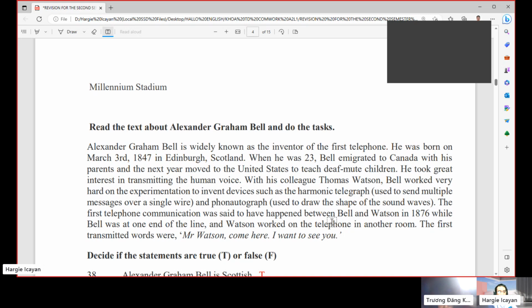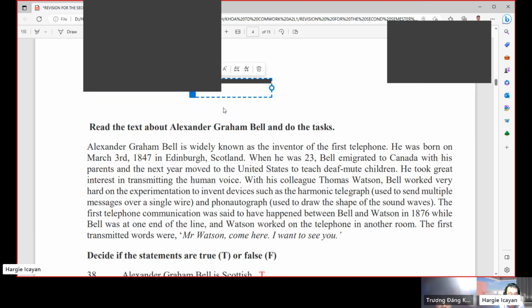He was born in Edinburgh, Scotland. At 23, he moved to Canada with his parents, and in the sixth year moved to the United States to teach deaf-mute children. What does deaf-mute mean? Deaf-mute children are those who cannot talk and those who cannot hear.